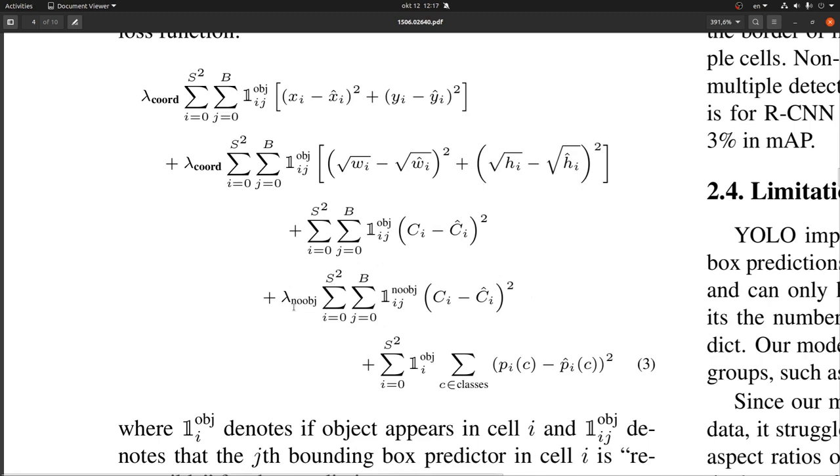And then we take the lambda no object, which is going to be 0.5, if I remember correctly. It's just going to be a constant so that we don't prioritize this as much.